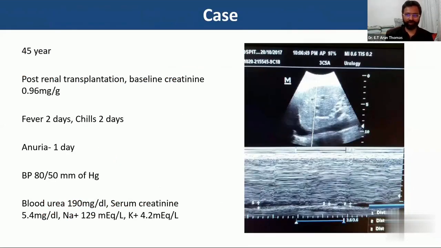I will give a case. This is a 45-year-old post-renal transplantation patient. Baseline creatinine is 0.96. The patient presented with fever of 2 days and chills of 2 days, and was anuric for 1 day. The patient is hypotensive, 80/50 millimeters of mercury, urea 190, creatinine 5.4, sodium 129, potassium 4.2. So this is an acute kidney injury.